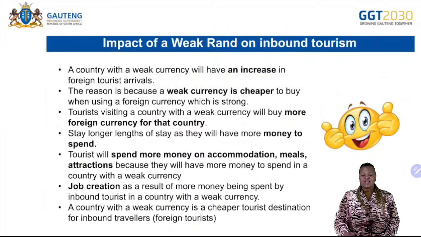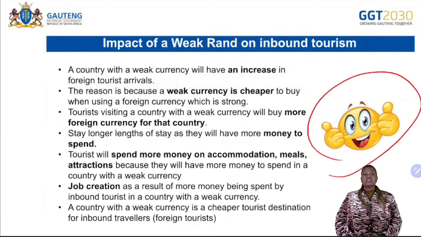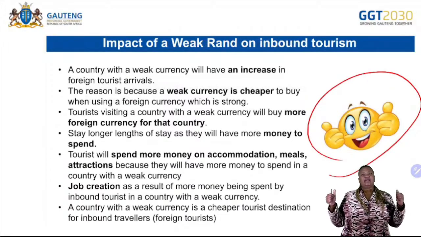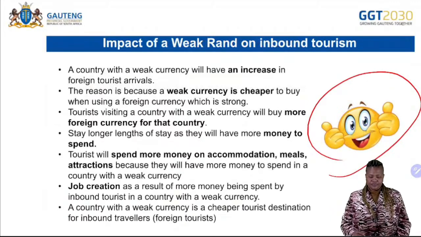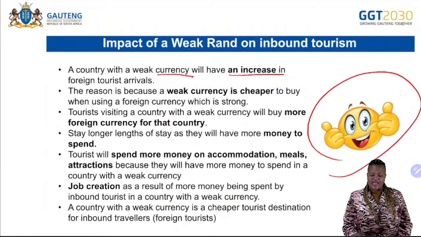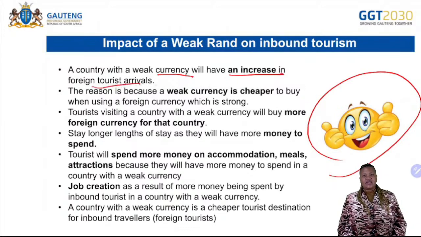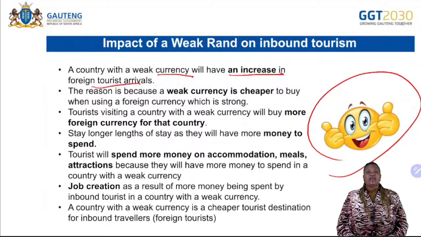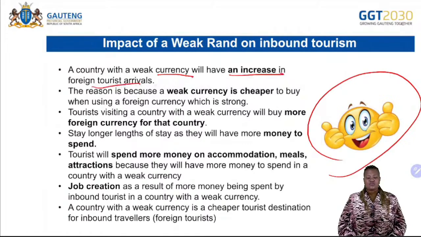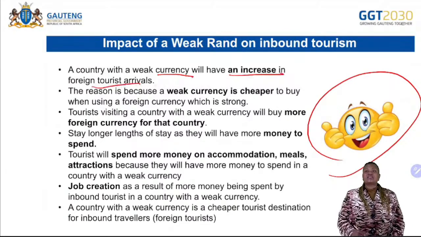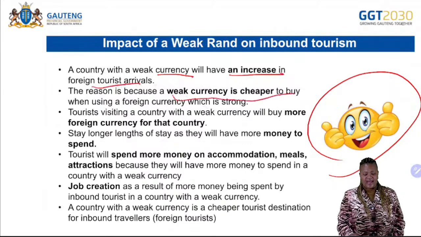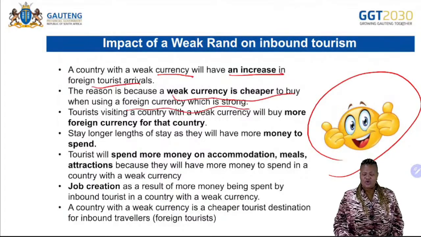Just to kick off this particular slide, look at this emoji. This emoji is speaking volumes. It has the thumbs up sign, meaning that when the rand is weak, it has a positive effect on inbound tourism. A country with a weak currency will have an increase in foreign tourist arrivals. So let's say South Africa's currency is weak, this is good for us because it's going to lead to an increase in foreign tourist arrivals. The reason is that a weak currency is cheaper to buy when using a foreign currency which is strong.